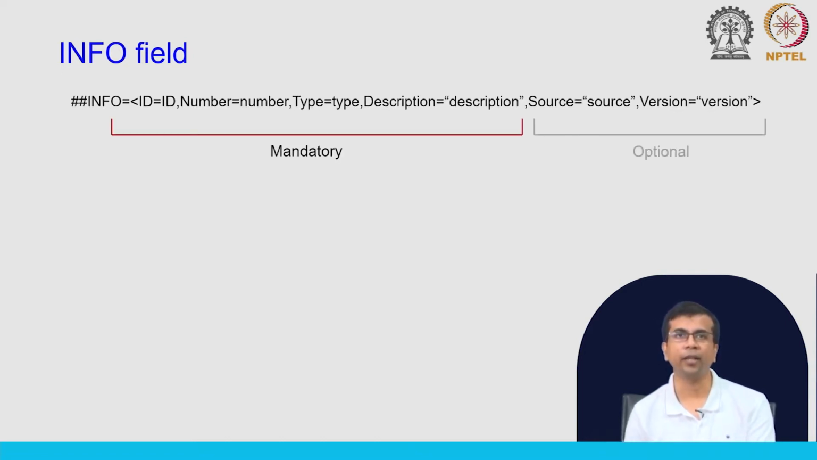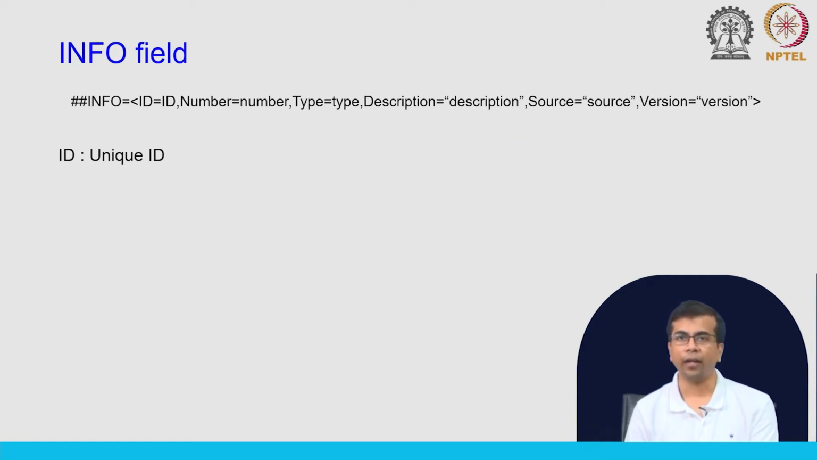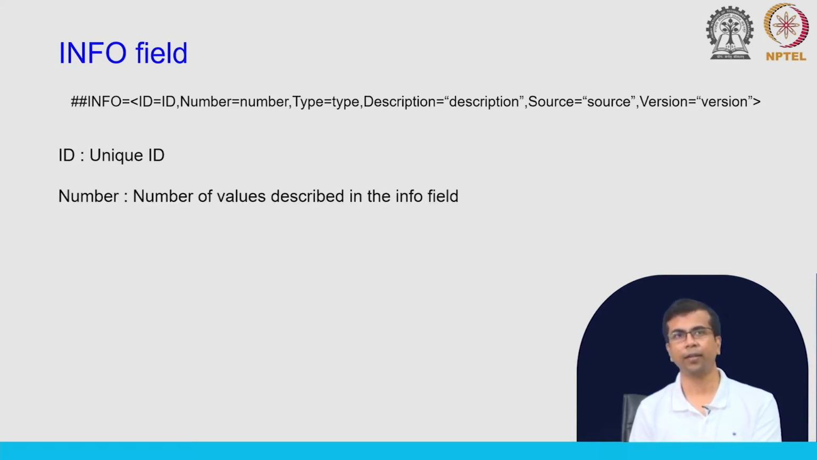Now, the first part is mandatory. The ID, the Number, Type and Description should be there, and the Source and Version part is optional; they might not be there for the INFO fields. The ID is a unique ID. We will see some examples of what this ID looks like, and then you have the Number. This describes the number of values for each ID that will be present in the INFO field. For each variant, whether you will have one value or two values, etc., will be given here.